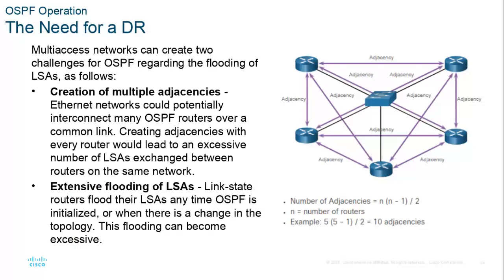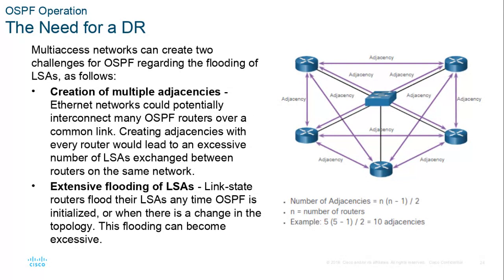So here's the problem with a multi-access network. Here we've got 1, 2, 3, 4, 5 routers that are connected to an Ethernet switch. And the problem is, as the numbers go up, it grows quickly. So if I have 5 routers, I have 10 adjacencies. If I didn't use this designated router, backup designated router mechanism, there'd be 10 peer-to-peer connections where they're sharing all their link state updates with all the other routers.